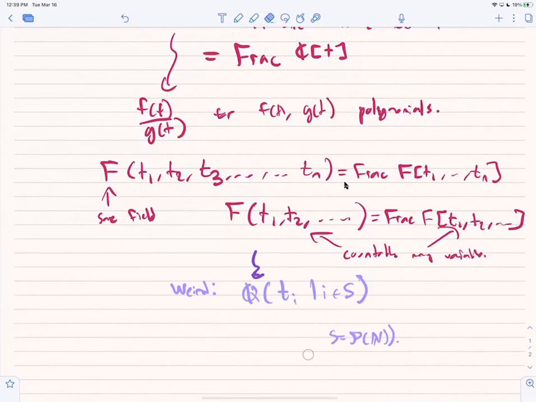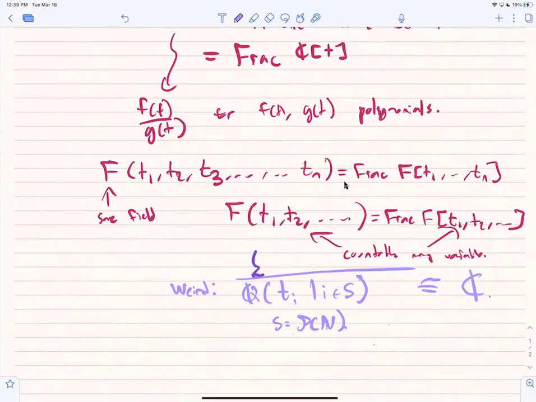Okay, well, let me just take S to be specifically the power set of N. So this means I have a field of rational functions in variables indexed by the power set of the natural numbers. And then I'm going to do something called taking the algebraic closure of this thing. And then as a field, this is going to be isomorphic to the complex numbers.